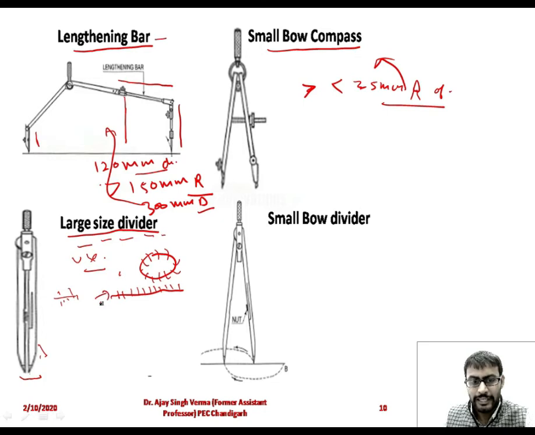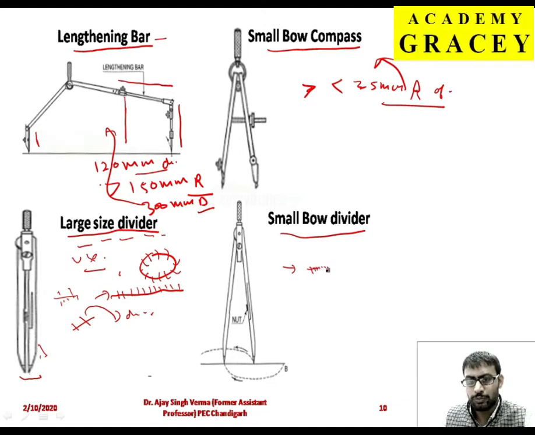As I stated, from one part to another part, we can transfer the dimensions to set off a given distance from the scale to the drawing. To set off the given distance means that the distance we measure on a scale, we can transfer directly onto the drawing sheet. Next is the small bore divider. Basically, this small bore divider is used to divide a measured length into very small parts.